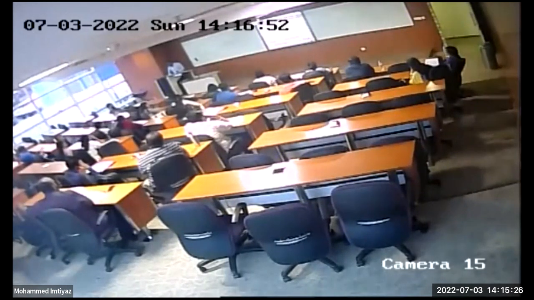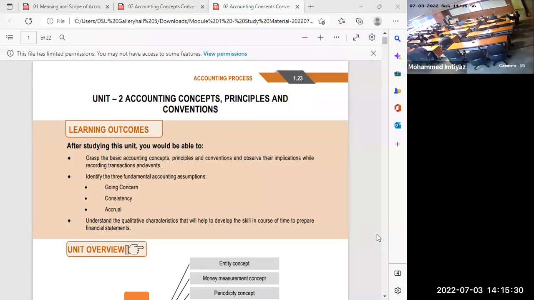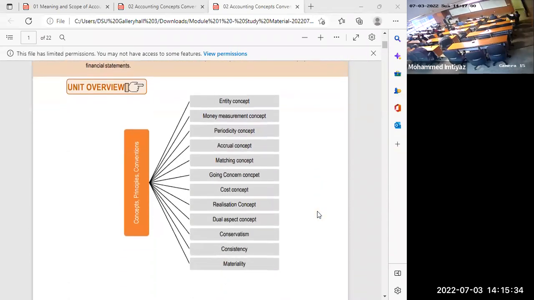To share this. Yeah, I think now it is visible. Yes, sir. Look at this particular picture. This gives you the overall concepts and conventions of accounting. If you want something to be done, there should be some base, some framework, guidelines. That guidelines of accounting is this only. This is called concepts or principles and conventions.